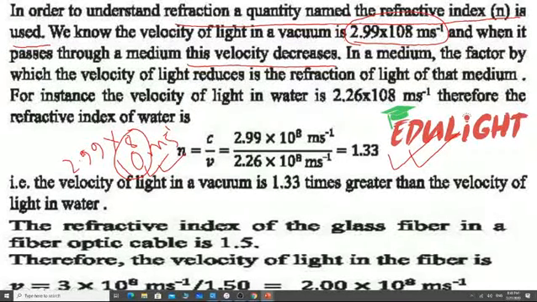Okay. For clarification, I have included the correct data here. It shouldn't be this. This is the wrong information for the velocity of light. And when it passes through a medium, this velocity decreases. It is saying that when light goes through another medium, which is obviously denser than vacuum, because vacuum is the rarest medium of this universe.